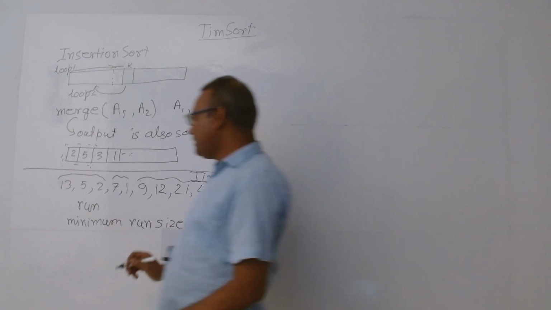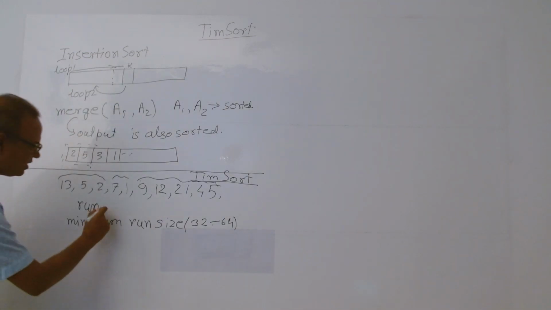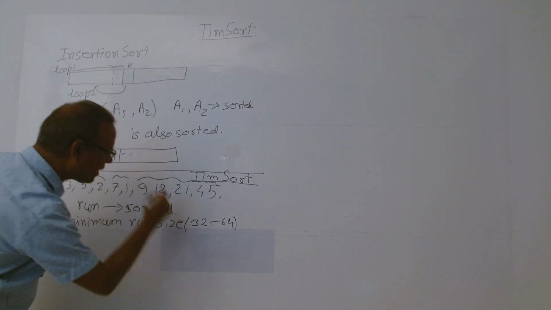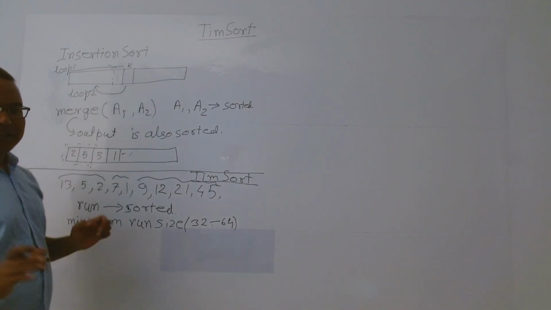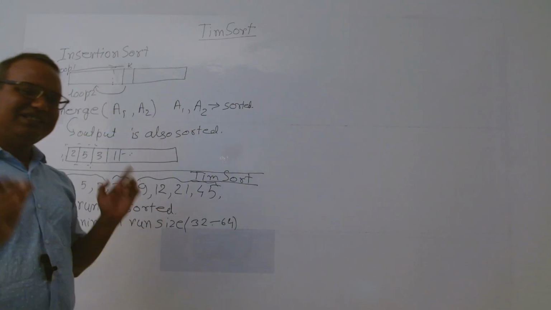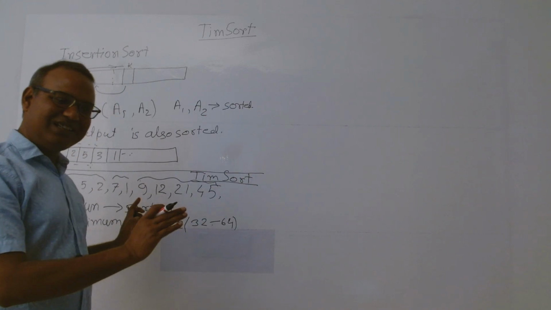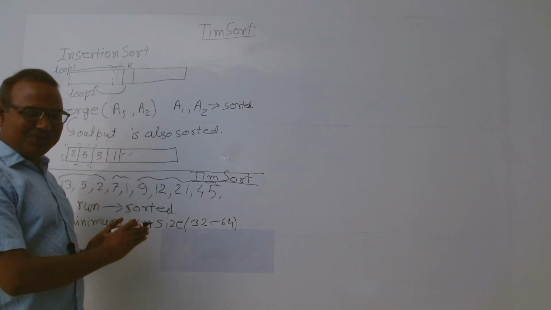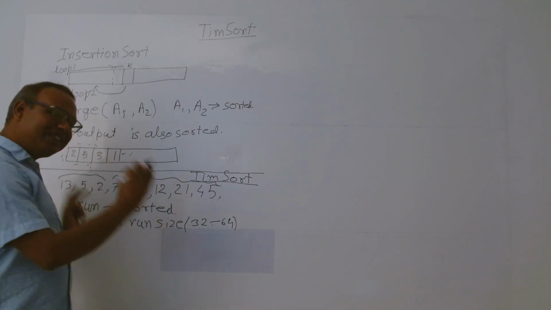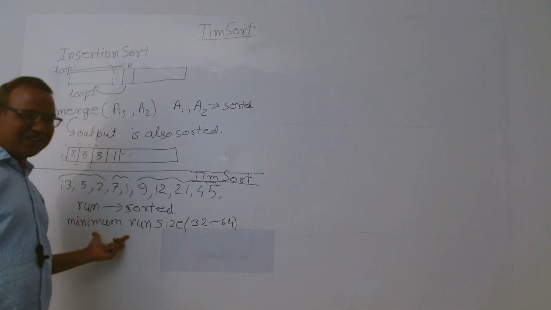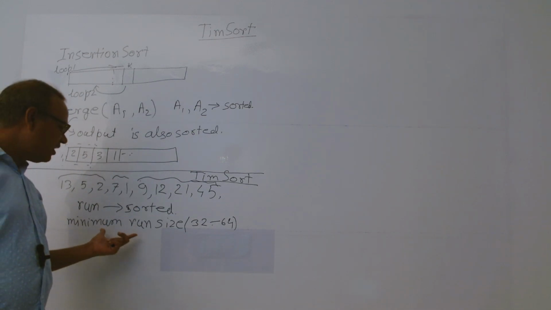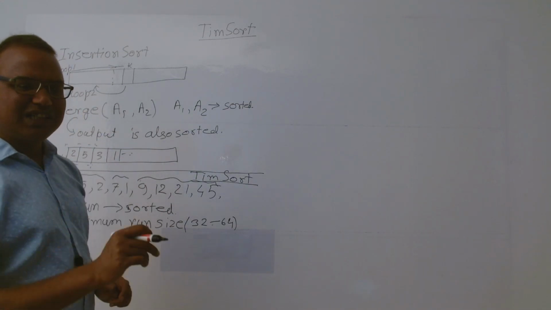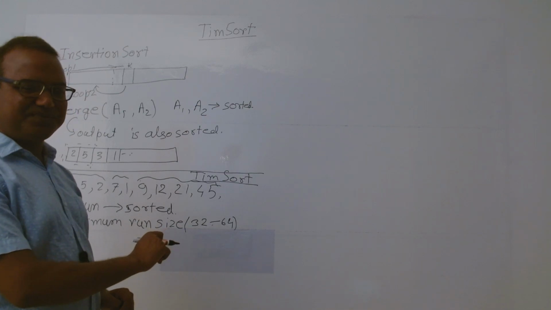So every run is sorted. If the run length is more than the minimum run size, then it is naturally sorted in the given data. If the run length is less than 32, then we'll make it 32 because of this minimum run size constant. And when we make it 32, some elements will not be sorted, so we'll go for insertion sort to make it sorted. Okay.